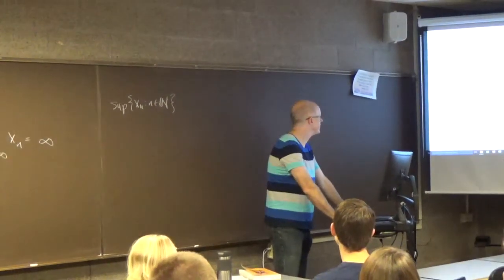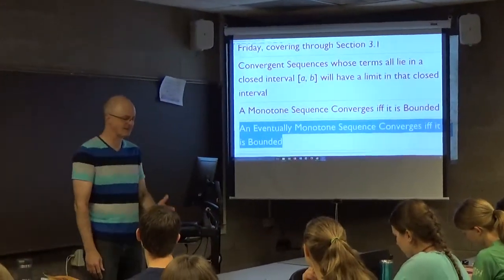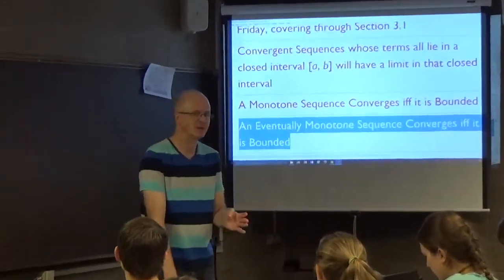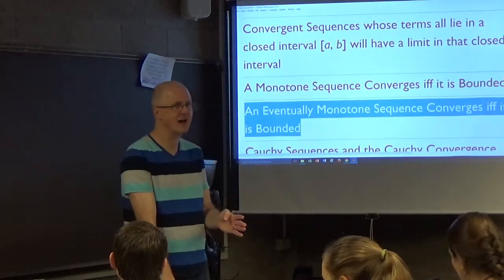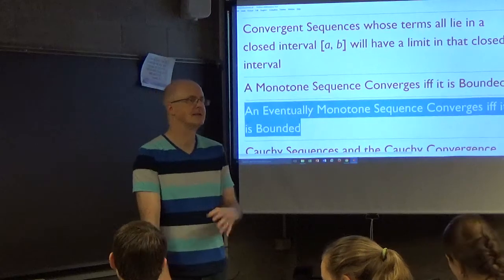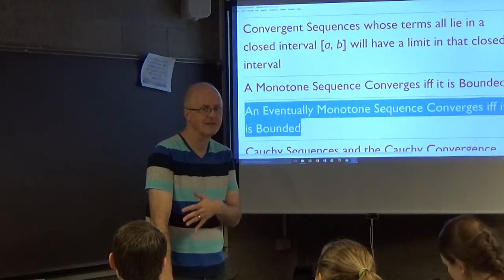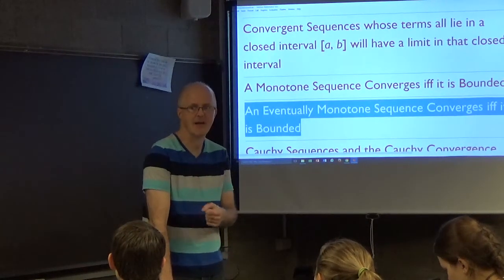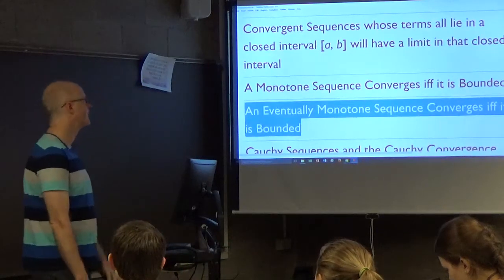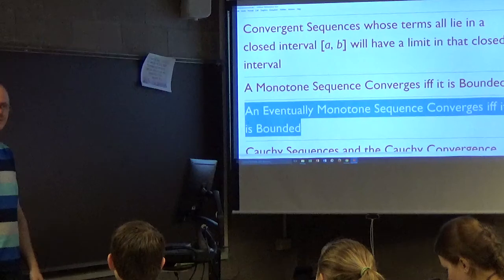You could even generalize the theorem to say an eventually monotone sequence converges if and only if it's bounded. I haven't said what eventually monotone means. It could be a definition on the exam that you have to decide what a good definition would be, even if it's not in the book. And it's not in the book. So you'd have to think about that. That could be a problem to say, give me a good definition for what an eventually monotone sequence would be.